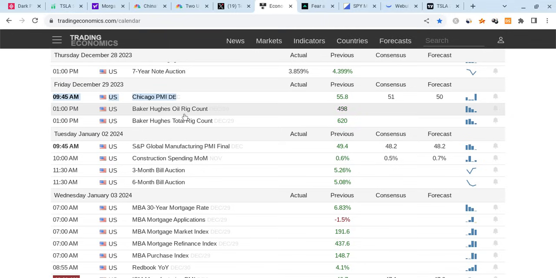Now, for data for tomorrow, as a reminder, there's actually not really much data coming out. It's a very quiet data day. We have the Chicago PMI report coming out at 9:45 a.m. This is going to give us a gauge of how the economy is looking. We want this to be between 50 and 51, so we'll just have to wait and see. And that's pretty much it for data. No more data for the rest of the day as we're approaching the new year, the last trading day of the year.